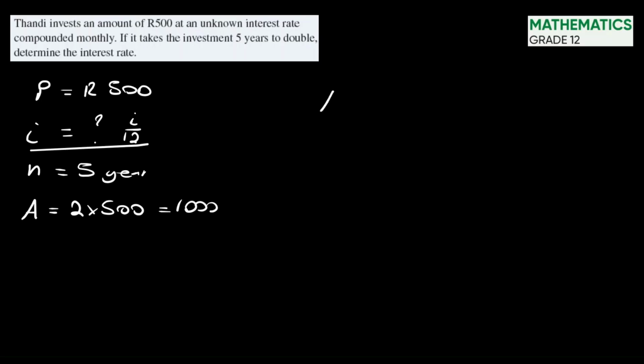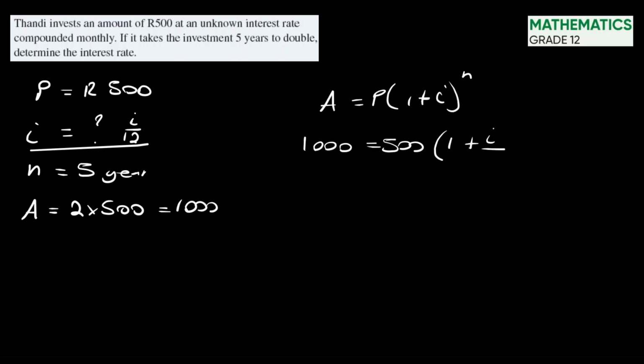We're just using our compound interest formula. 1 plus i to the power n, it accumulates to 1000. Principal amount, the invested amount is 500, times 1 plus our interest over 12, to the power of 5 years times 12. Always multiply our years by 12 to convert them into months. So what do we need to do here?